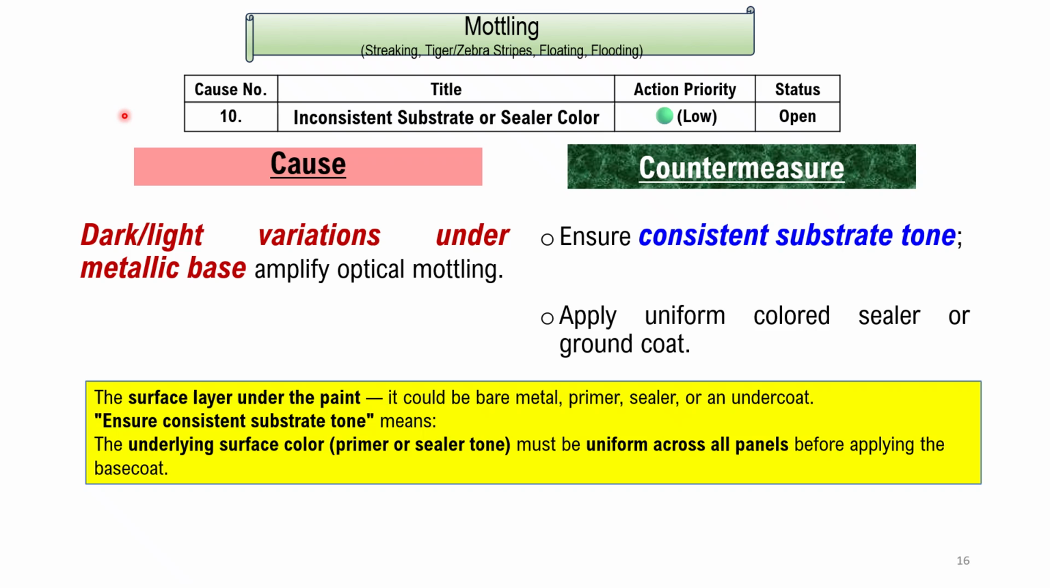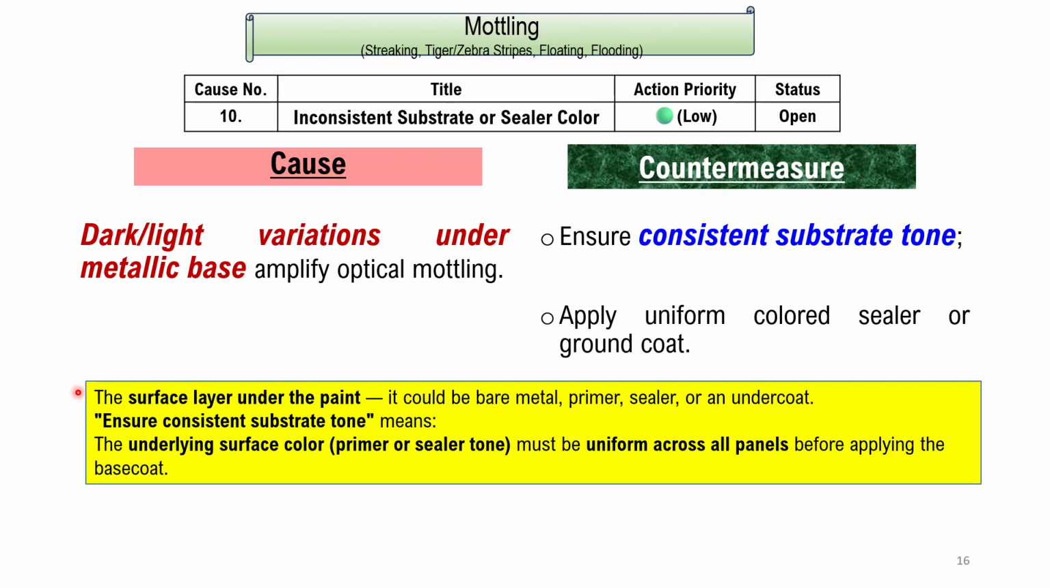Number 10, cause of mottling could be inconsistent substrate or sealer color. That is, dark or oblique light variations under metallic base amplify optical mottling. Therefore, ensure consistent substrate tone and apply uniform color sealer or ground coat.